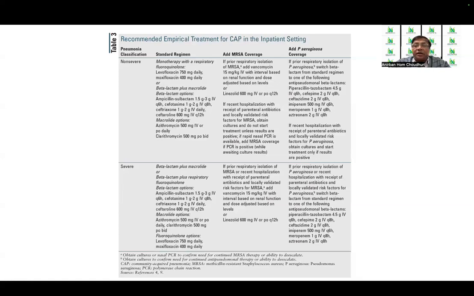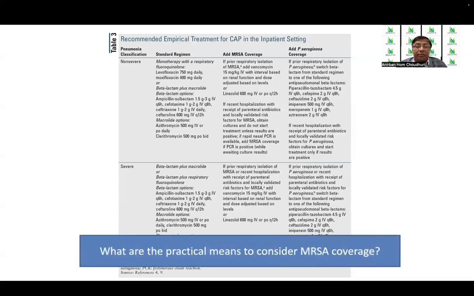Now, another important consideration is to add Pseudomonas coverage. So if prior respiratory isolation of Pseudomonas is there, then switch the beta-lactam from the standard regimen to one of the anti-pseudomonal beta-lactams like piperacillin-tazobactam, cefepime, ceftazidime, imipenem, meropenem, aztreonam, etc. In case of recent hospitalization and receipt of parenteral antibiotics and locally validated risk factors for Pseudomonas aeruginosa, we should obtain cultures and start treatment only if the results are positive. So this is also important. The same precautions which apply for MRSA also apply for Pseudomonas so that overtreatment can be prevented.